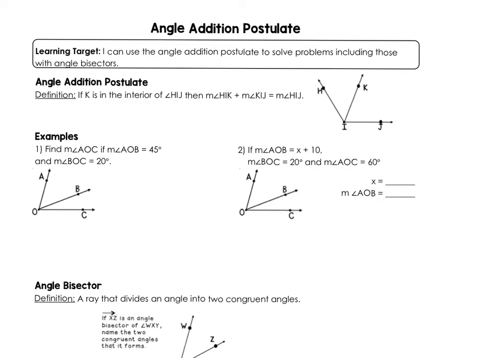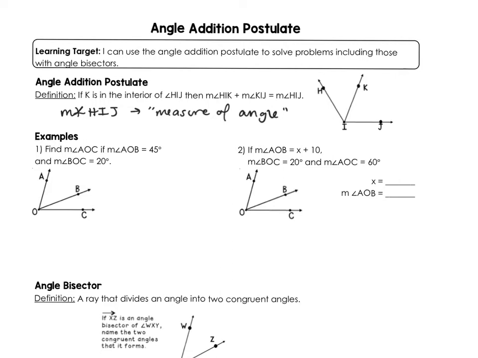So some things to note in here. When we have M and then our angle symbol, we read this as the measure of the angle. So we're not just talking about the angle, we're specifically talking about its measurement, how big it is.